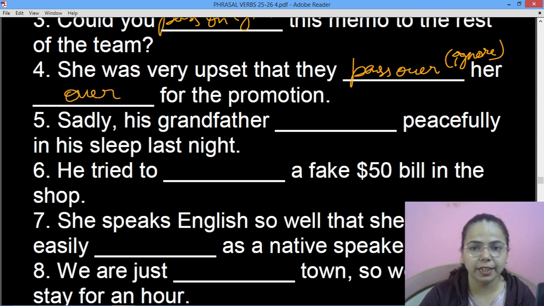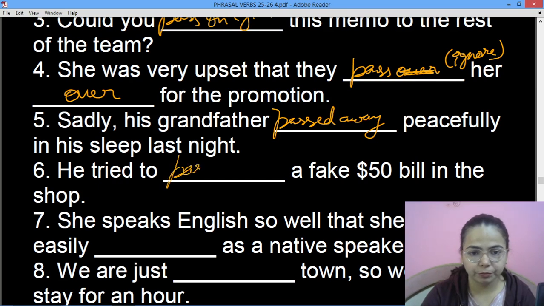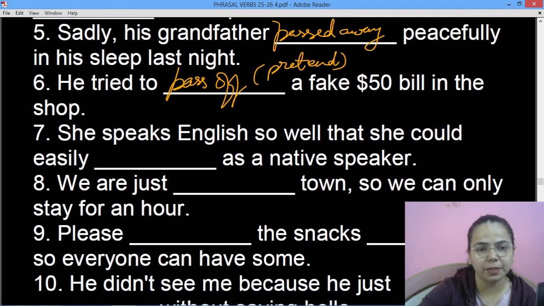It will be written like this here. Then sadly his grandfather passed away peacefully in his sleep last night. Then he tried to pass off. Pass off means to pretend something is happening. He tried to pass off a fake $50 bill in the shop.